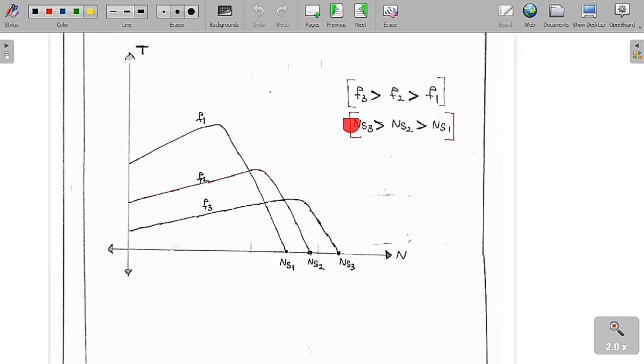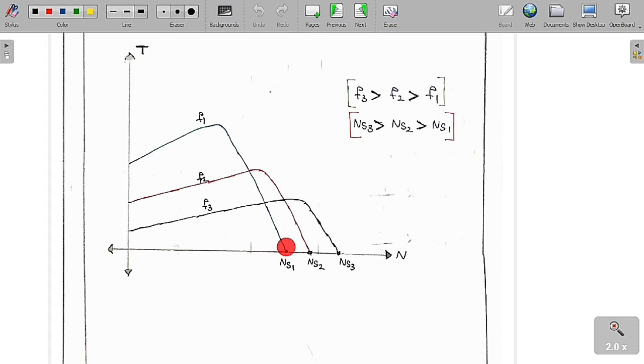So Tmax is directly proportional to 1 by f square and the starting torque is directly proportional to 1 by f cube. Suppose f3 is greater than f2 is greater than f1. If the frequency increases, what is going to happen? The synchronous speed will increase. This is the new synchronous speed NS3, NS2 and NS1. The synchronous speed will increase more and more. This is torque with respect to speed, and we are going to draw this diagram.